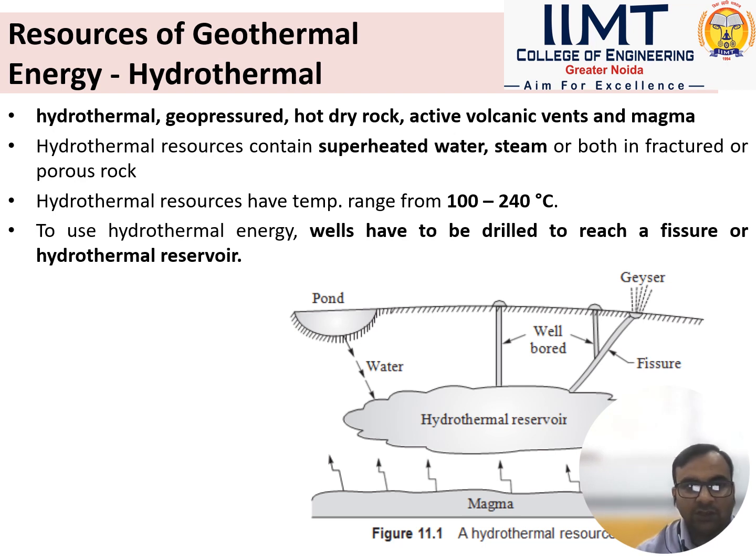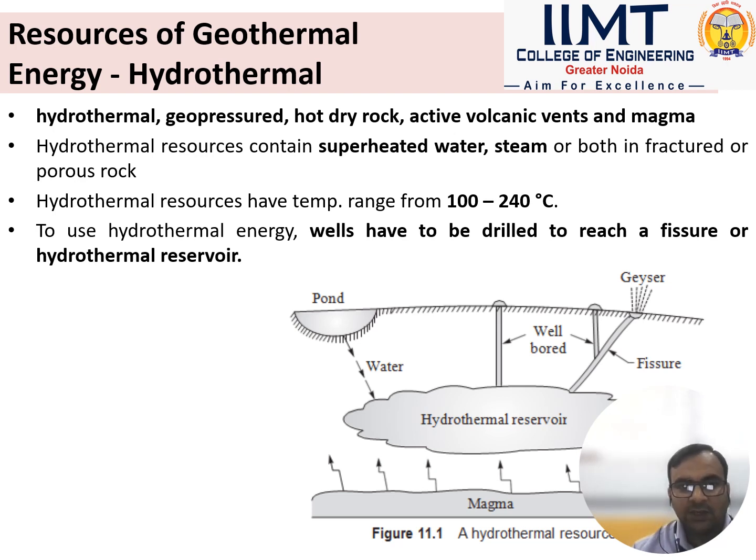So hydrothermal resources contain superheated water or steam. So superheated steam has a temperature higher than 100 degrees centigrade, it's more than 200 degrees centigrade. You can see the temperature range 100 to 240 degrees centigrade. So above 100 degrees, that is coming under superheated steam. So superheated steam has a lot of energy, and that energy will be extracted in the form of electricity or other uses.